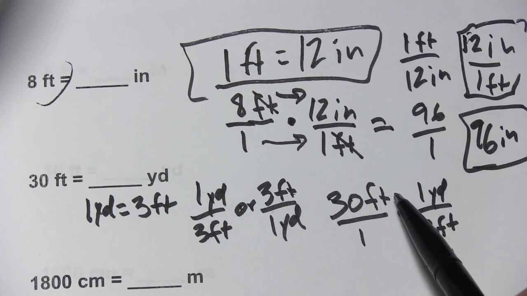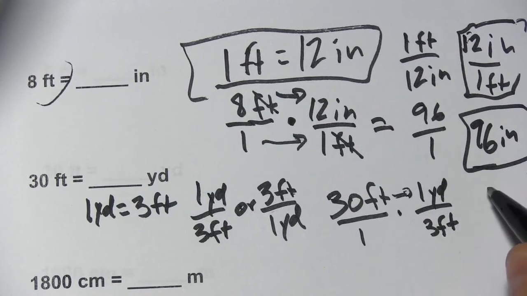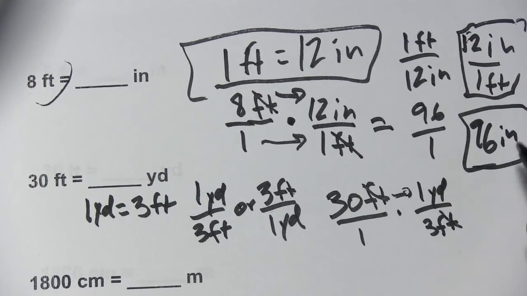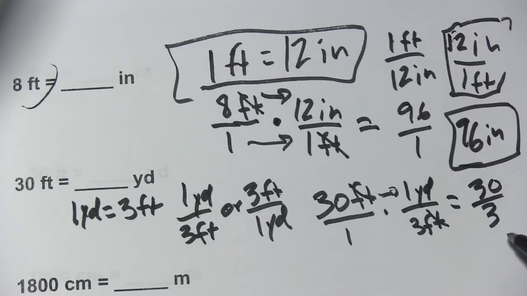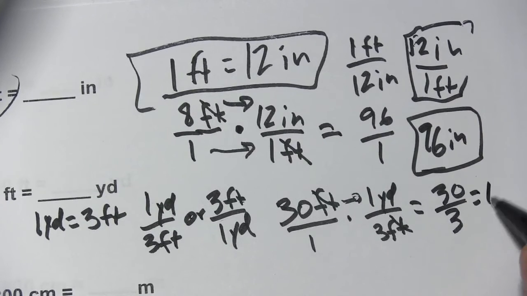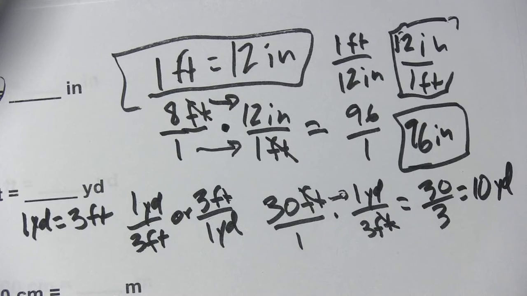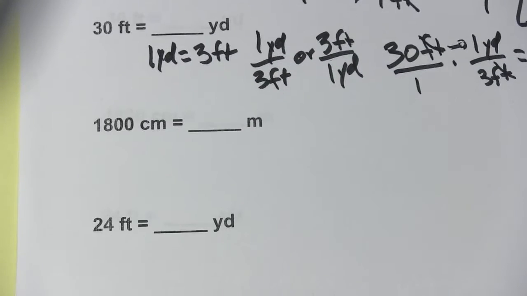Aha! So when I multiply my fraction here, I get 30 times 1. Well, the feet cancel. So 30 times 1 is 30, and 1 times 3 is 3. So this is 30 divided by 3, which equals 10, and we end up in yards. All right, let's try another.